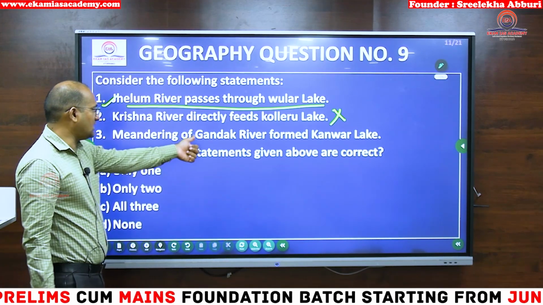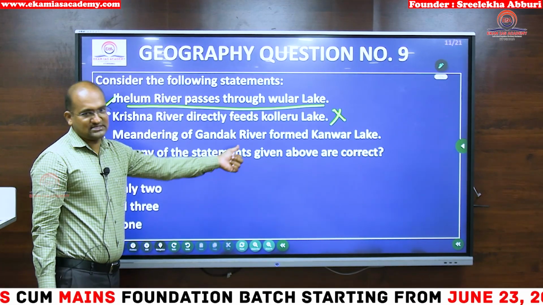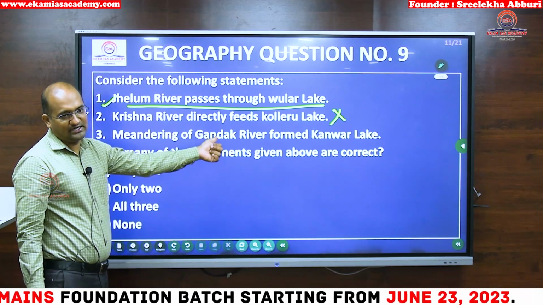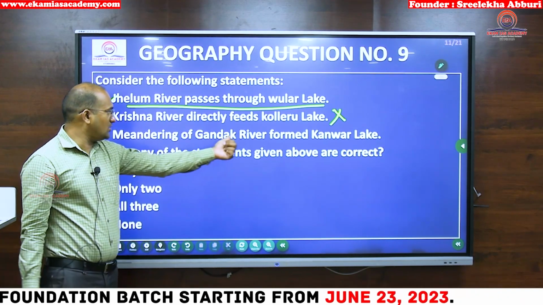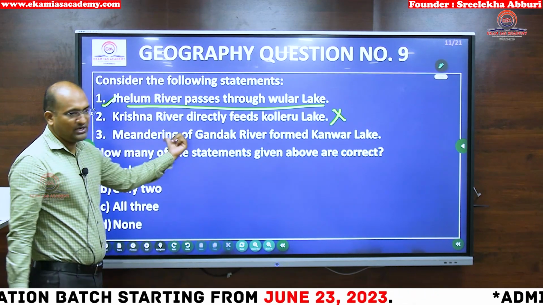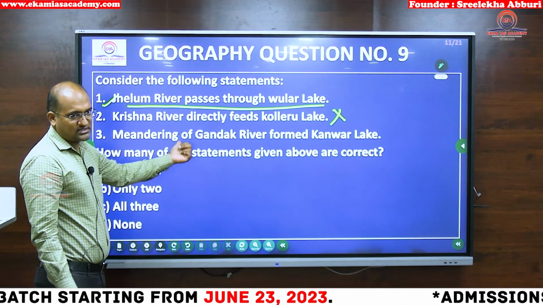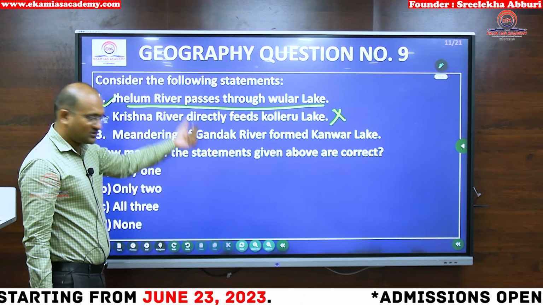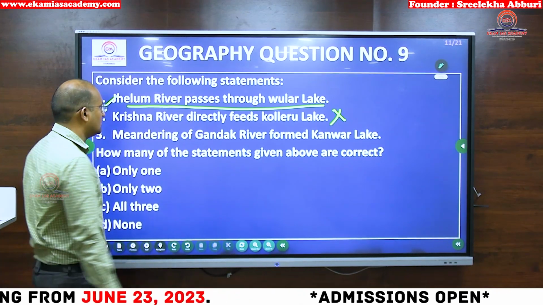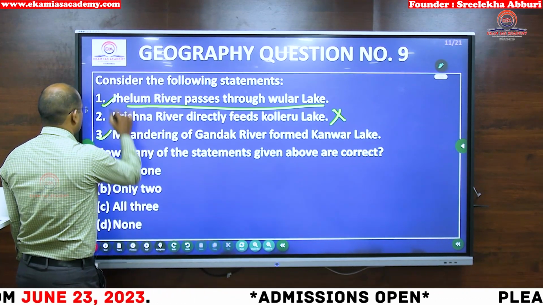So meandering of Gandak river lake formed Kanwar lake. This is a true statement. Again you must have studied it. If you have not studied about Gandak river and Kanwar lake meandering process, then you cannot answer this. We cannot eliminate because these are directly fact based questions. So this is a wrong statement, these two are right statements.